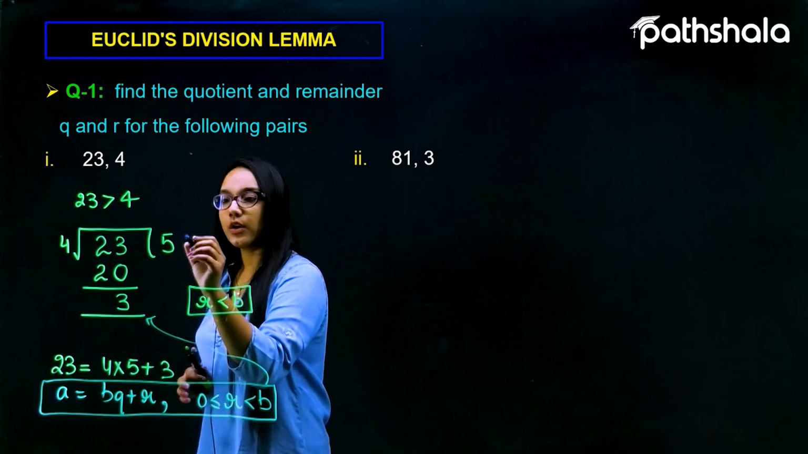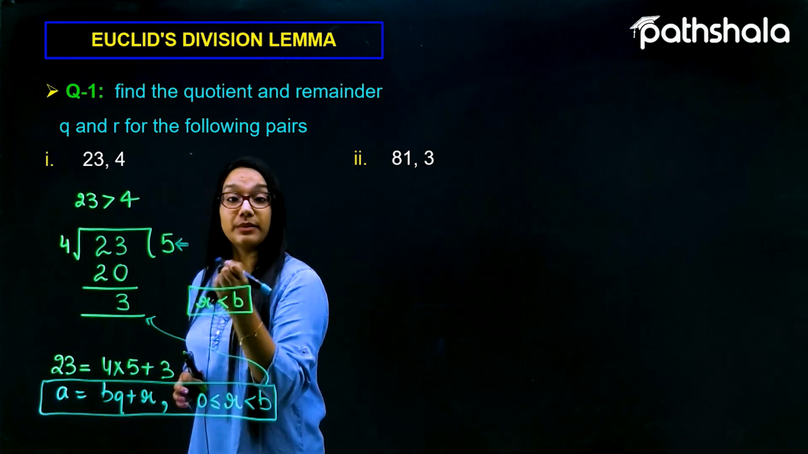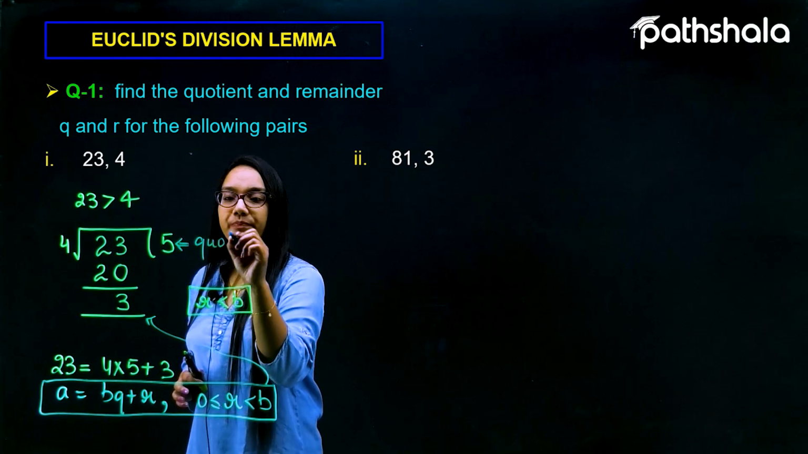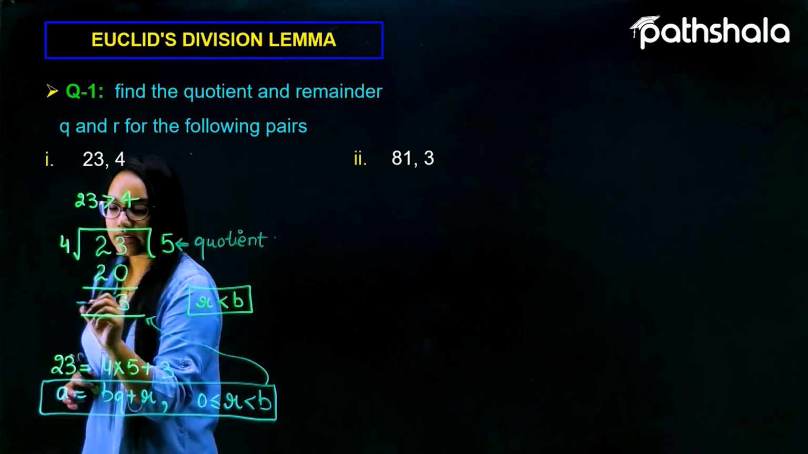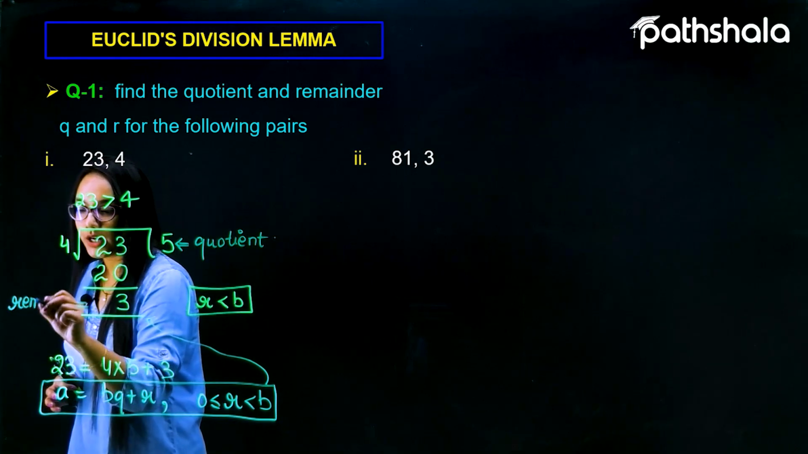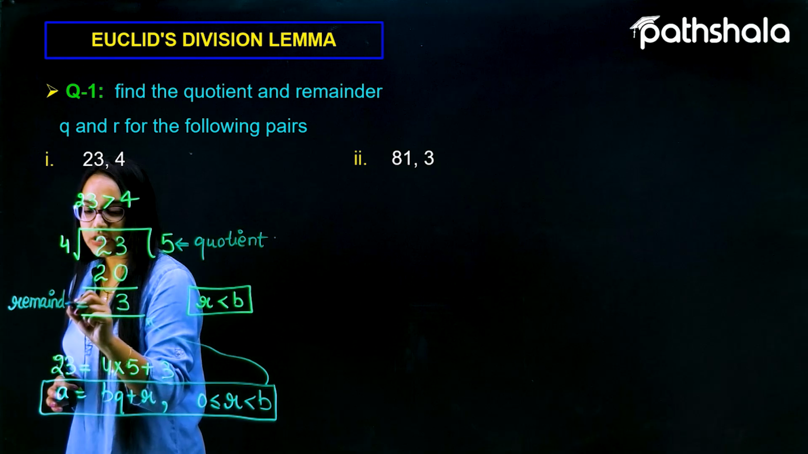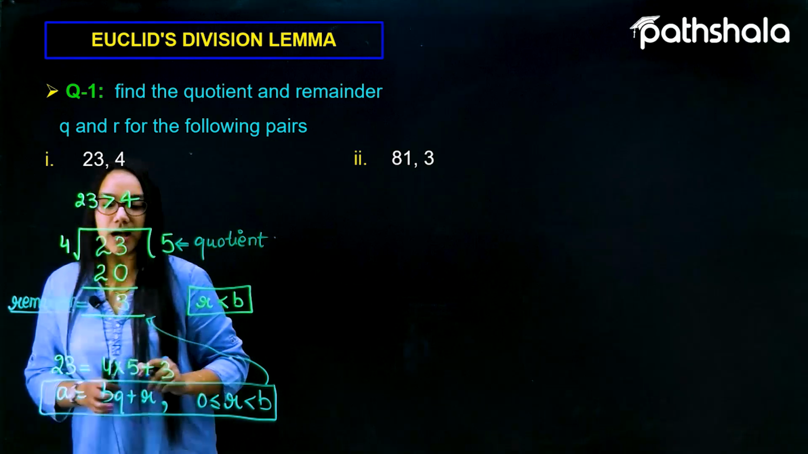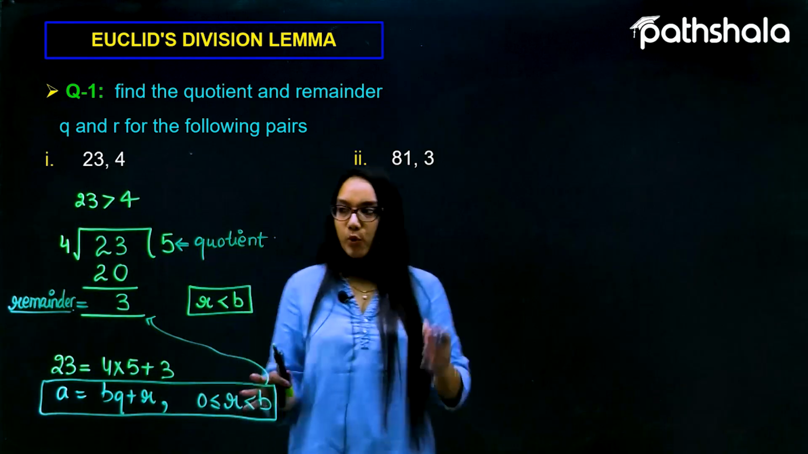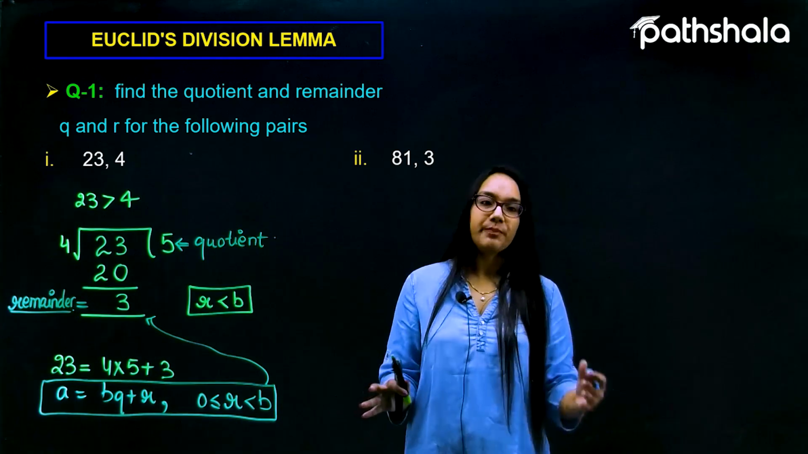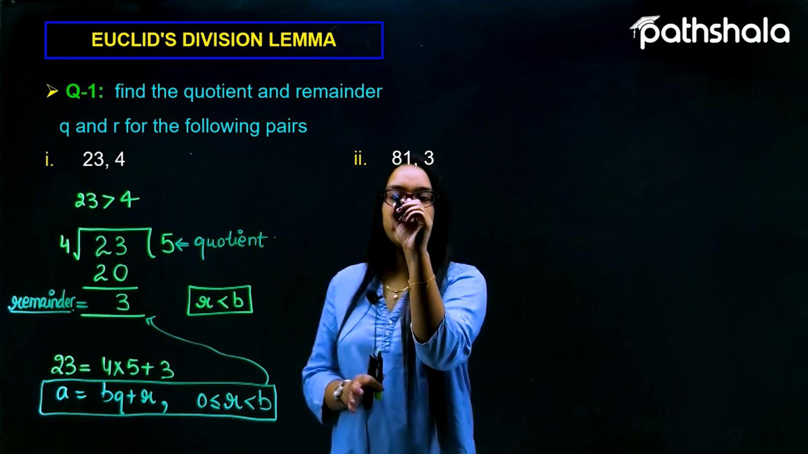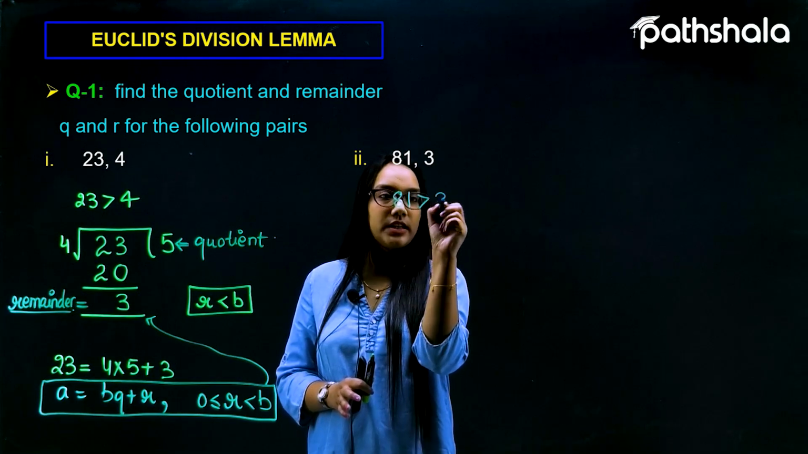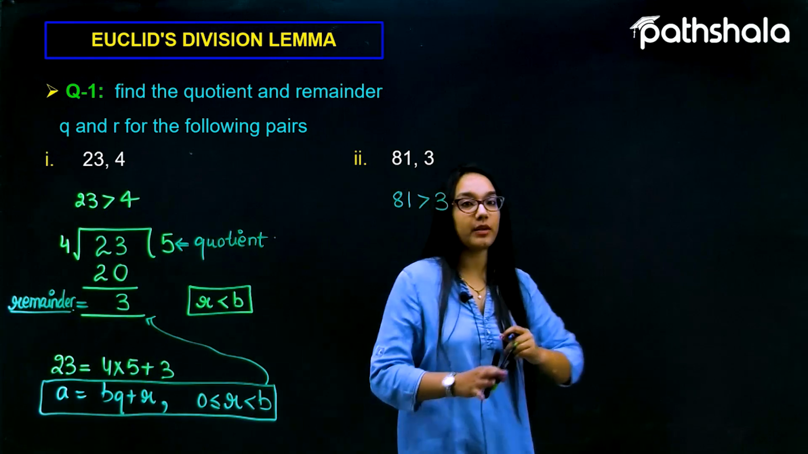The quotient here is 5 and the remainder is 3. So the answer of the very first part is: the quotient is 5 and the remainder is 3. Let's move on to the second part, 81 and 3. Obviously 81 is greater than 3, so 81 will be the dividend and 3 will be the divisor.